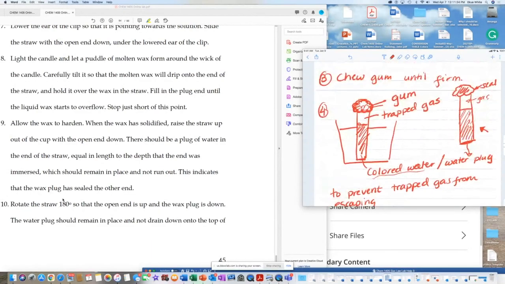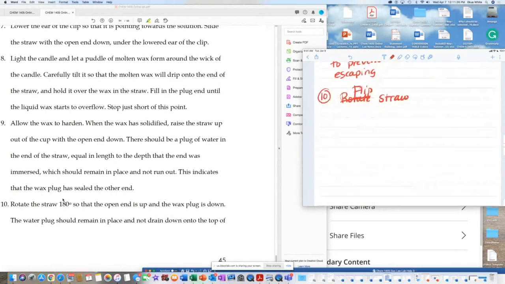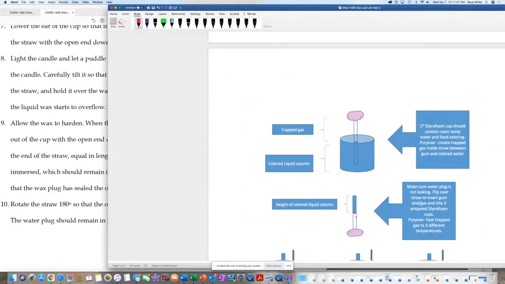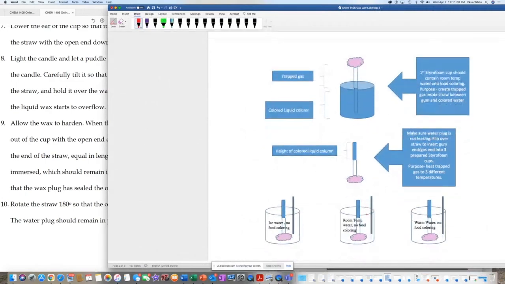So my straw will go from being held like this to being flipped where I have my liquid end on top. So here is where I have my liquid end. And then of course I have my trapped gas and then my gum. So I try to draw this somewhere in the help folder, right? Flip it over there, right?